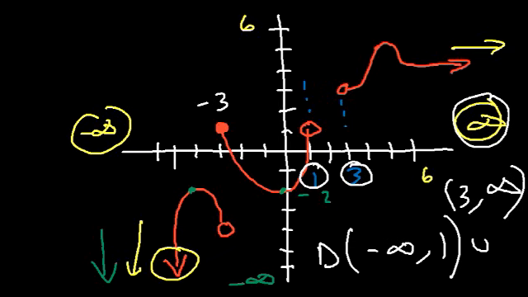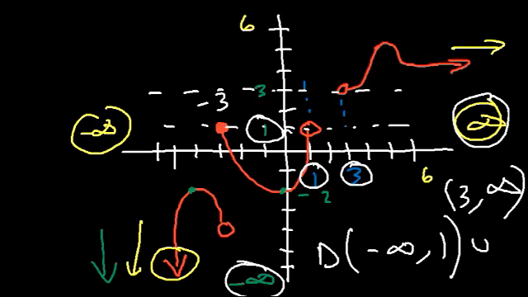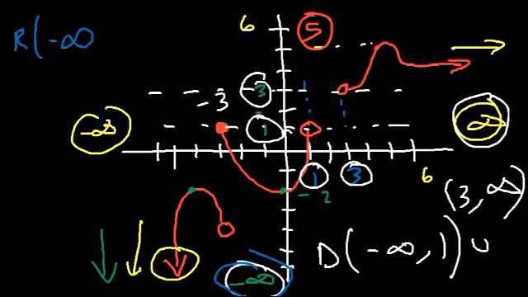Now, between 3 and 1, if you notice, there's nothing between 3 and 1. There's no red line, there's no curve between 1 and 3 in terms of y values. So that means that for the range, we need to start from -infinity and stop at 1. Then we need to continue from 1 and stop at the highest point. The highest y value is approximately 5. So therefore, the range is going to be -infinity to 1.